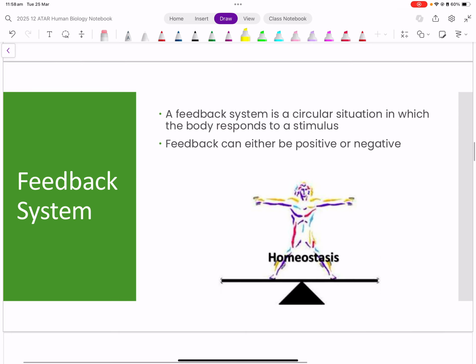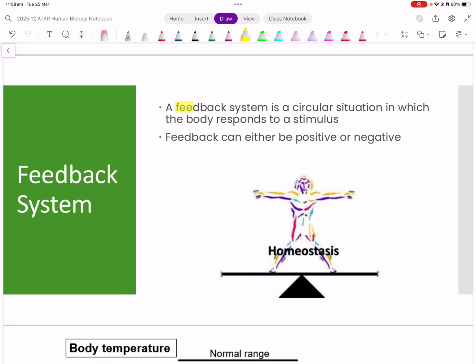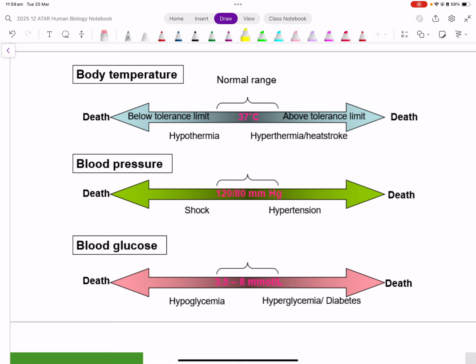Well, in order to exist in this optimal range, we have what is known as a feedback system. And this feedback system allows our body to respond to a stimulus, and it can either do it in a way known as positive feedback, which we will talk about right at the end of this lesson, or the one that we really care about in this topic, negative feedback. These systems are circular systems allowing our body to respond to stimulus so that we can maintain this balancing act of homeostasis. Some of the different things: body temperature, blood pressure, blood glucose. The ones that we really need to know and care about are these two here, temperature and glucose.